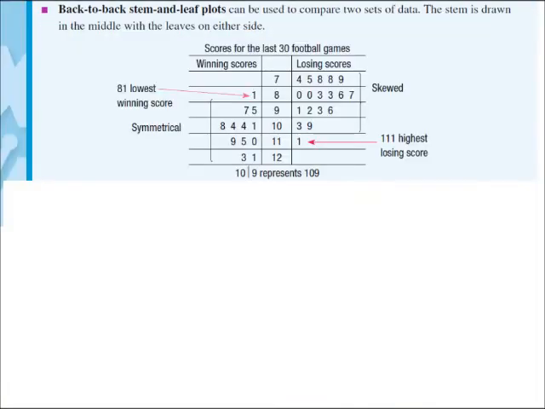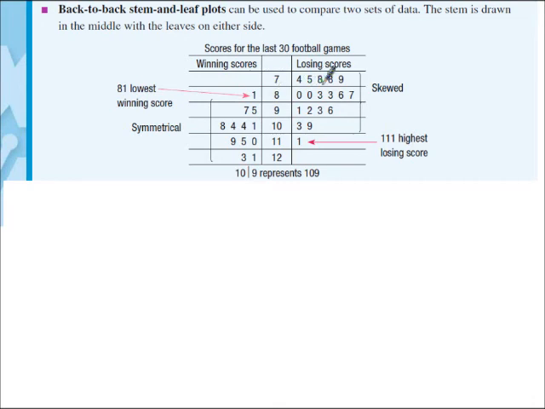Alright, let's have a look at back-to-back stem and leaf plots. We use back-to-back stem and leaf plots when we've got 2 sets of data that we want to compare side by side. So in this example here, I've got the losing scores of 30 games of football and the winning scores of the last 30 games of football. On this side I set up my scores using the normal way that I've just taught you with the stem and leaf plot. So this represents a score of 74, 75, 78, etc.